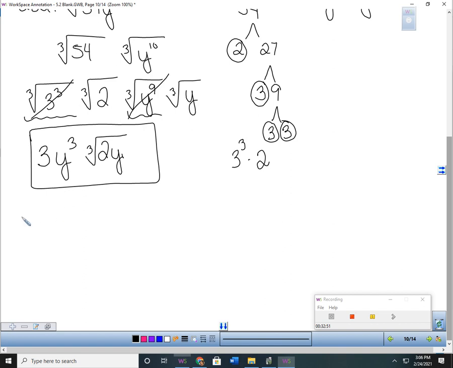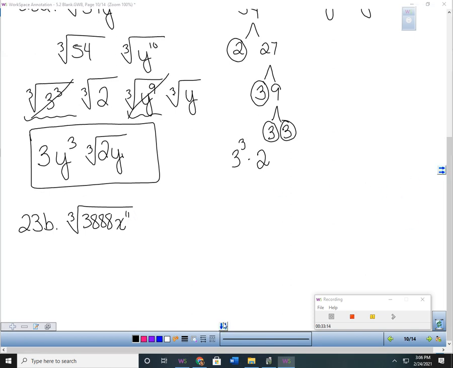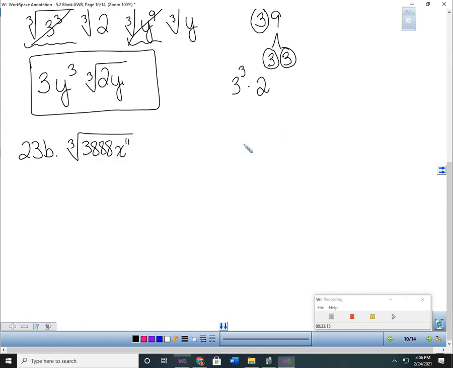All right, and then let's call this 23b. All right, we'll do the cubed root. We'll do another cubed root. Cubed root of 3,888 x to the 11th. So let's start with the 3,888. We'll do a factor tree.